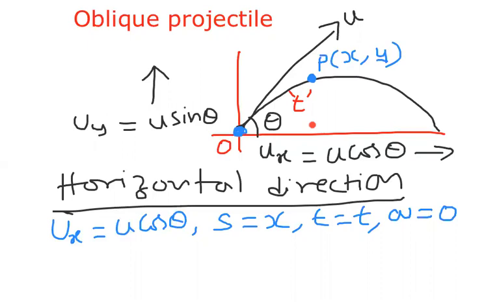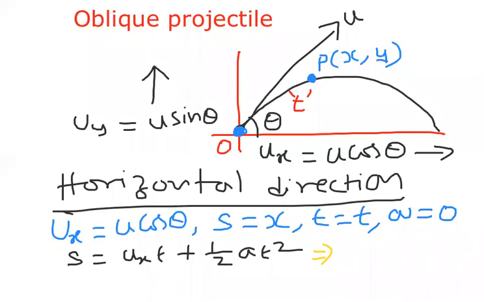Acceleration is zero in the horizontal direction. From here, s is equal to uxt plus half at square. Observe carefully, beta, s equal to uxt plus half at square is my expression. From this expression, substitute the above data and check what we get.